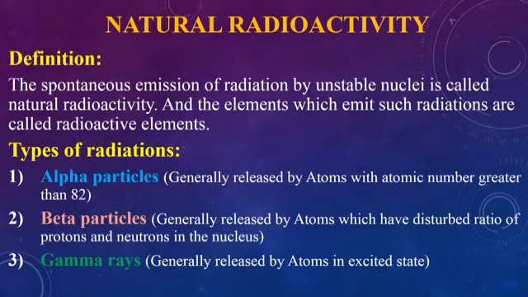All these processes, alpha particles, beta particles, or gamma rays, all these decays will be discussed in the next lectures. And so far, students, you have to know what natural radioactivity is: it is the spontaneous process by which unstable nuclei emit radiations in order to get stable, and the elements which emit such radiations are called radioactive elements. I'm repeating once again, there are three types of radiations emitted by radioactive elements: alpha particles, beta particles, and gamma rays.